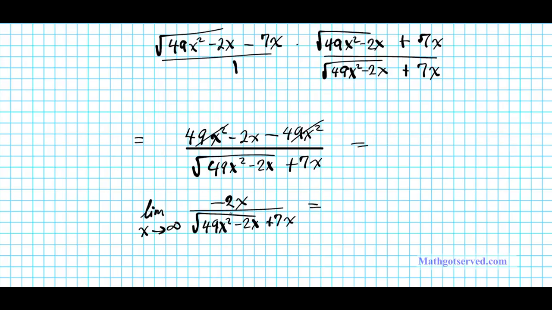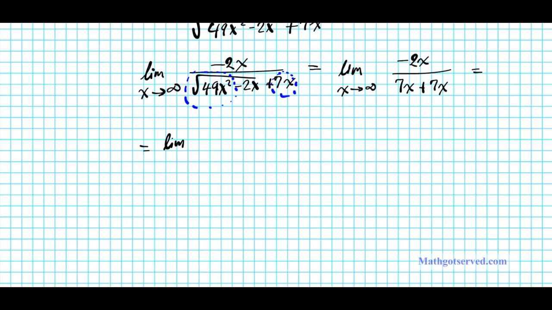In the denominator, the fastest growing term will be 7x, the square root of 49x squared. And the numerator is simply negative 2x. So we have the limit as x approaches infinity of negative 2x over the square root of 49x squared, which is 7x plus 7x. That equals the limit as x approaches infinity of negative 2x over 14x, and then divide the top and bottom by 2x. We have the limit as x approaches infinity of negative 1 over 7, and your final answer is negative 1 over 7.